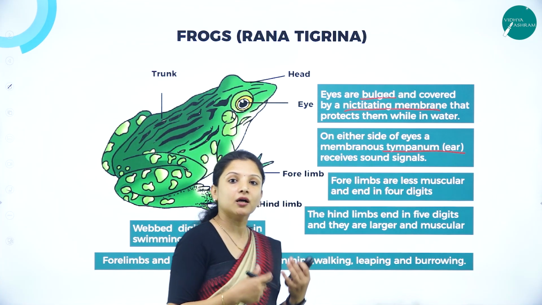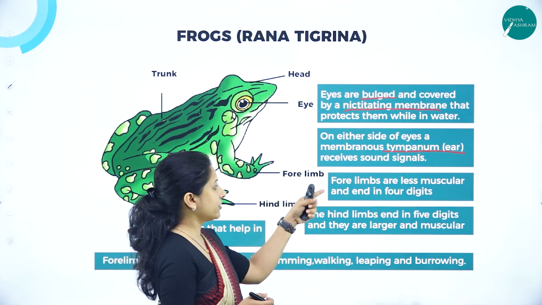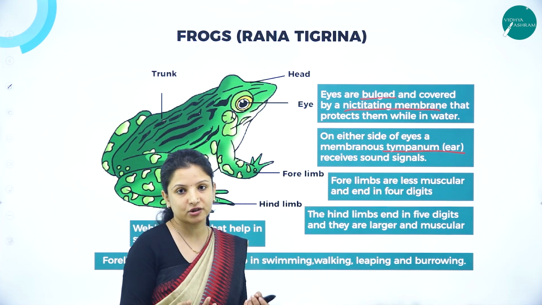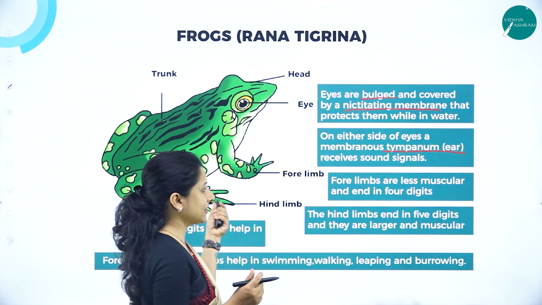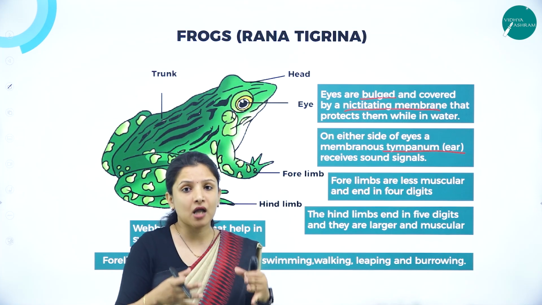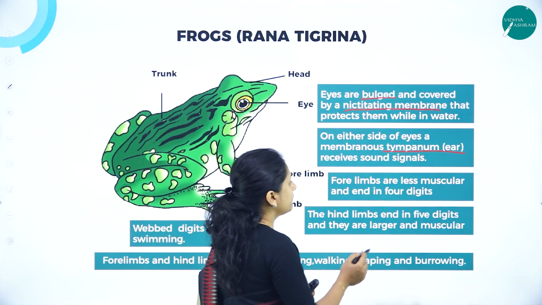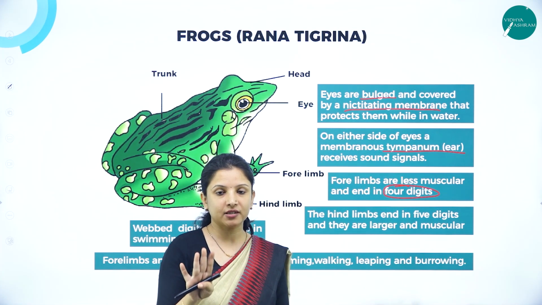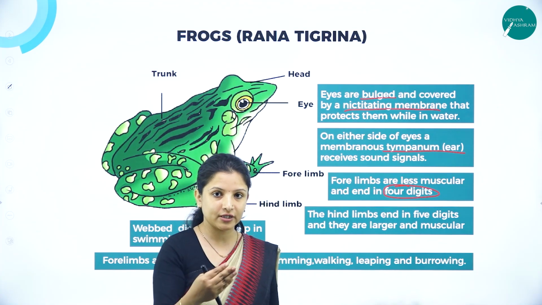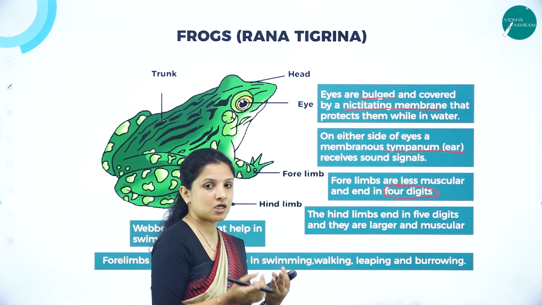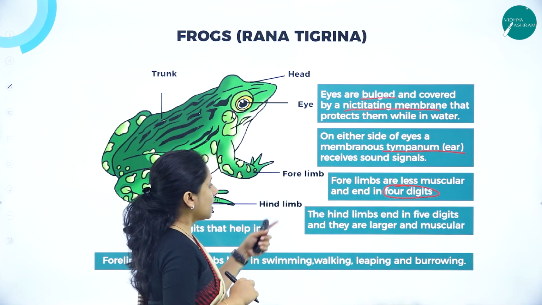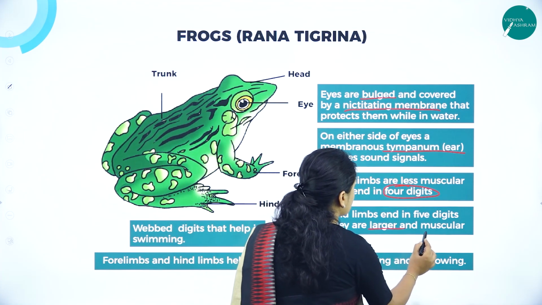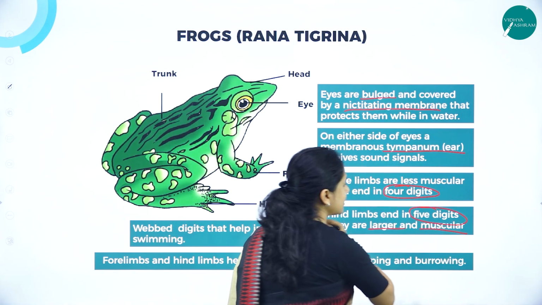And talking about the trunk part of the frog, in the trunk part, they usually have the forelimbs and the hind limbs. The forelimbs are smaller and less muscular when compared to the hind limbs. The hind limbs are usually quite larger and muscular, and the forelimbs always end in 4 digits. How many digits or how many fingers? We don't call them fingers in the case of frog, we call them digits. So the forelimbs, that is these 2 limbs which are present at the front, have only 4 digits in them. And the hind limbs are quite larger, longer and muscular, and they are made up of 5 digits.